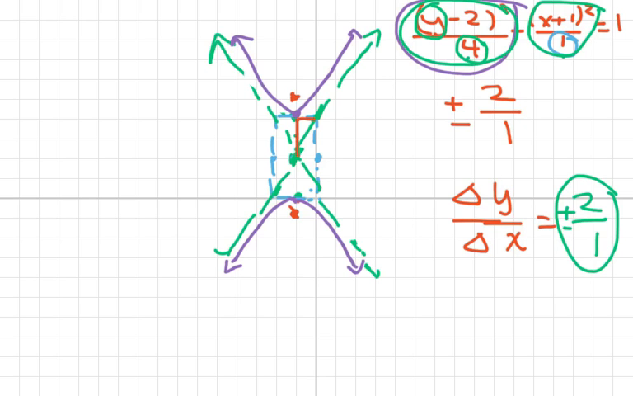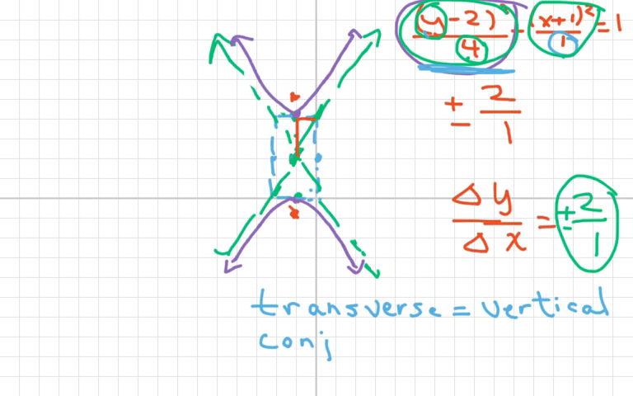Oh, we also have to talk about the transverse axis and the conjugate axis. The transverse is basically your major axis, and it's always your lead. So since we started with y, that means your transverse axis is vertical. And remember the conjugate, the follower, is under your second one, which is going to be your horizontal. And that's what it is.